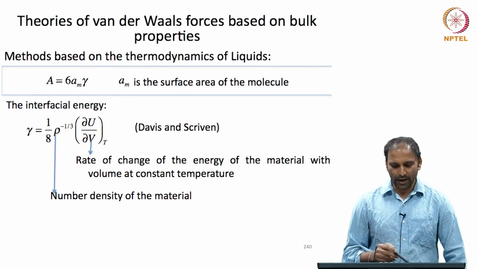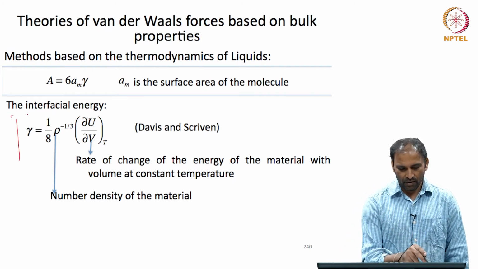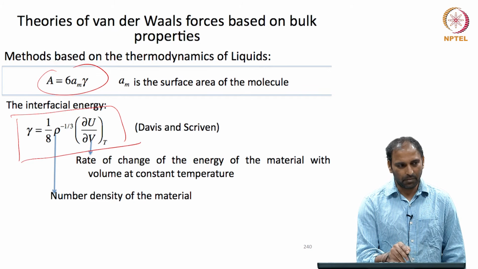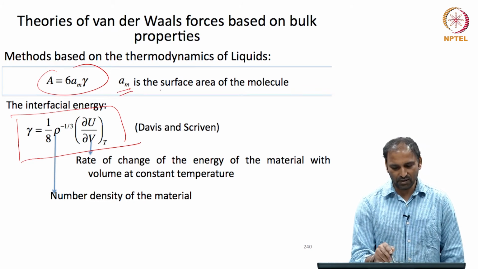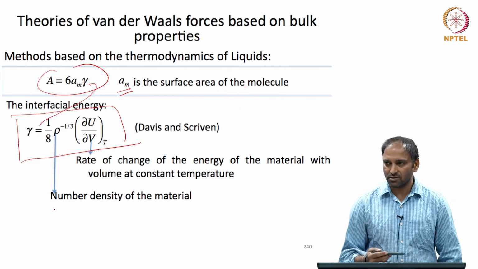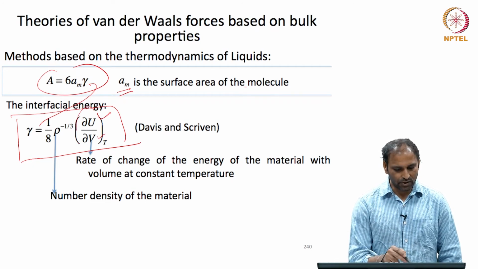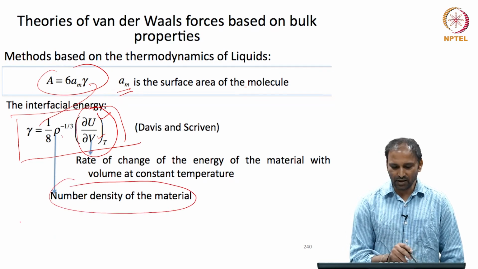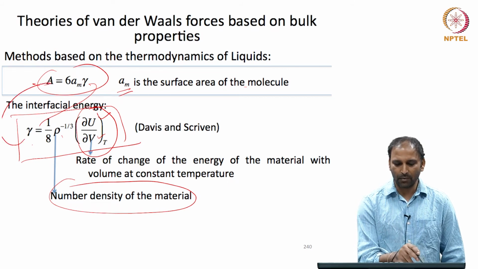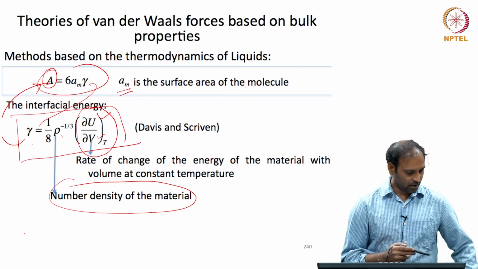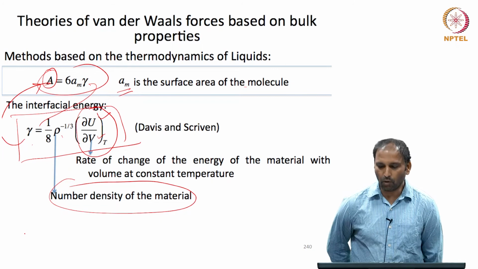There are also approaches where you relate this A as 6 am multiplied by gamma, where am is the surface area of the molecule, and gamma I can relate again to some thermodynamic properties. If I know how the internal energy varies with the volume of the material at a constant temperature, and if rho is the number density of the material, I can estimate gamma, plug that value of gamma into this expression, and in turn calculate A itself. Am is the surface area of the molecule.